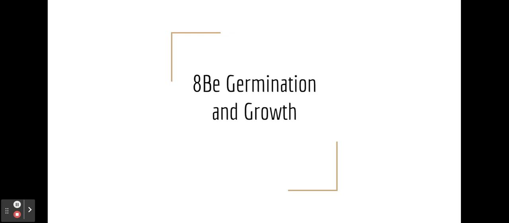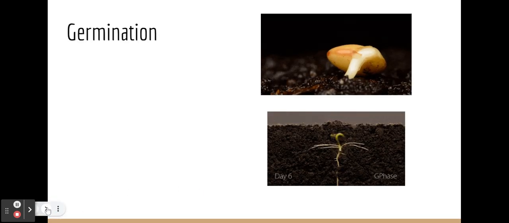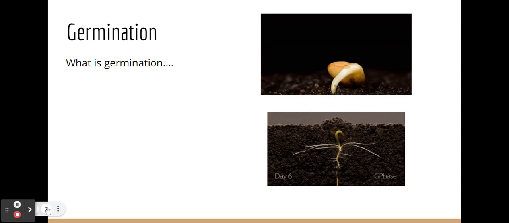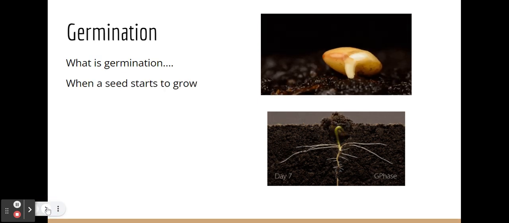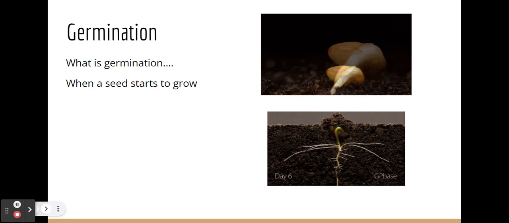So, welcome to this revision video on germination and growth. We're going to start by talking about germination. What is germination? If we put it simply, it's literally just when a seed starts to grow. You can see that in the images to the side.